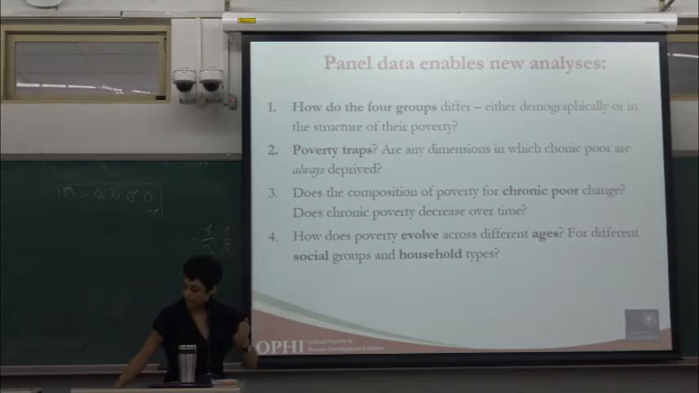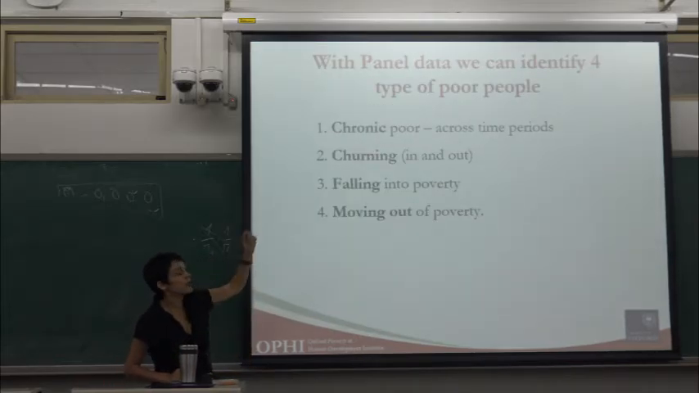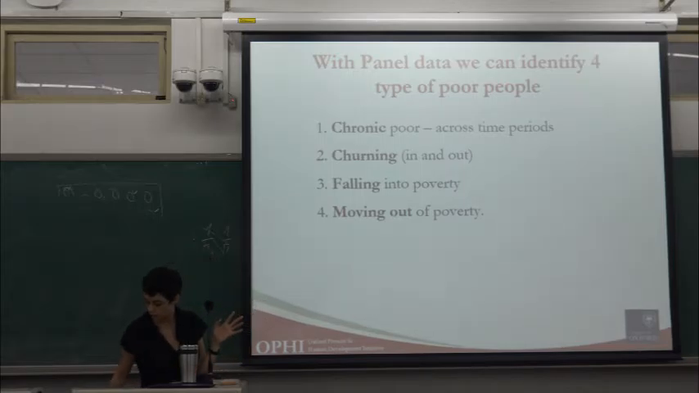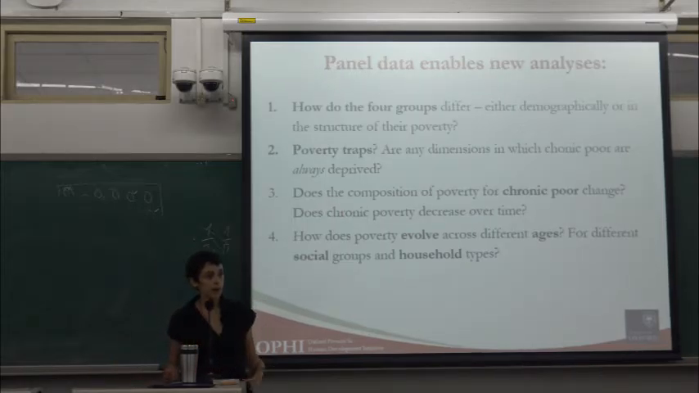How are these groups: the chronic poor, the ones that tend to be always in poverty; the churning, the ones that are one period out, another period in; the ones that were not poor and fall into poverty; and the ones that managed to exit poverty. So you can see how this changed. How do they differ? Are we talking about groups that are demographically different?